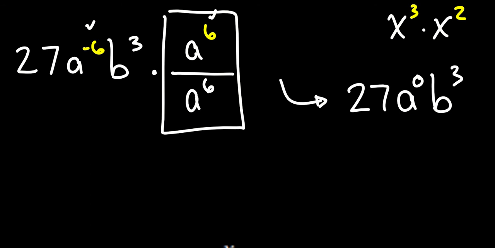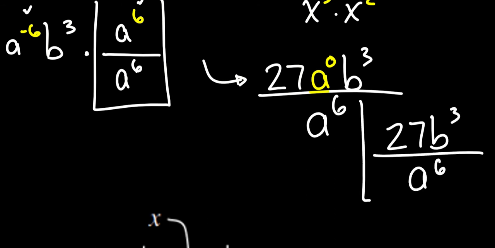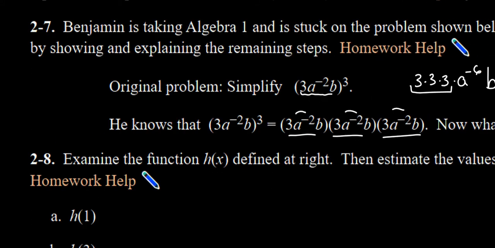b to the 3rd over a to the 6th power, because there's now an a to the 6th down at the bottom. And then as a final step, we're just going to point out, hey, this a to the 0, do you know what that is? That's just the number 1. So that means my final simplified answer is going to be 27 times b to the 3rd over a to the 6th power. And again, this was simplified by just introducing this special giant 1, a to the 6th over a to the 6th. All right, let's move on to question 8.